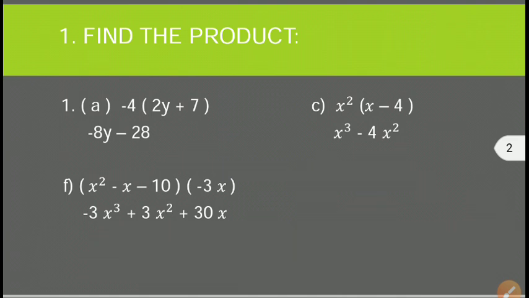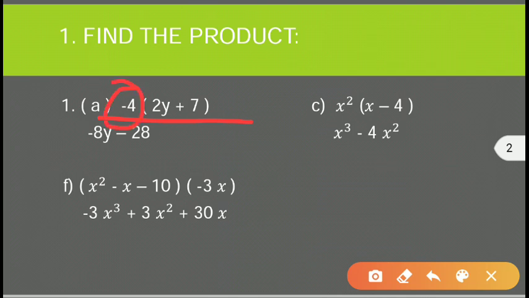Find the product. In this exercise also we have to multiply the algebraic expression. In our previous video, exercise 5B, we have multiplied two monomials. Here we will multiply one monomial with a trinomial or binomial. Monomial means having one term, binomial means having two terms, and trinomial means having three terms. So let's start. Find the product, and the first question is this.